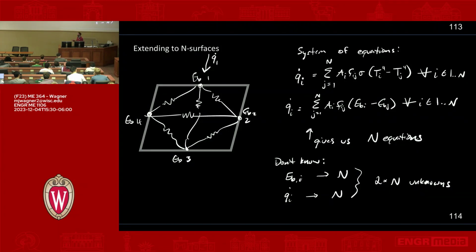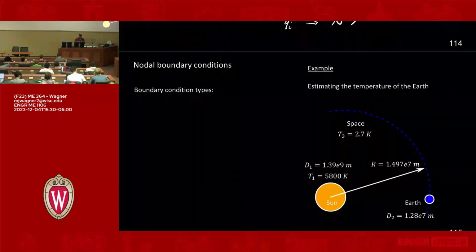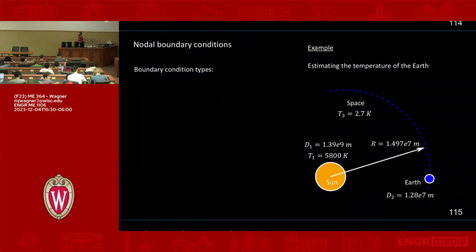So I think the best way to illustrate this is through an example. What I want to do is first, I'll talk through the different boundary condition types that you can enforce, and then we'll do this hopefully quick example. All right, so the boundary condition types, like I said, we need n additional equations.